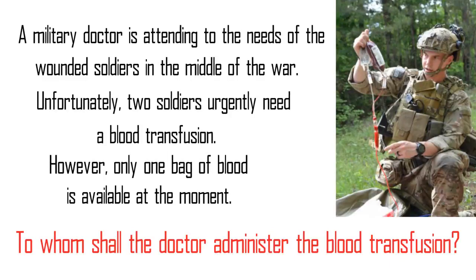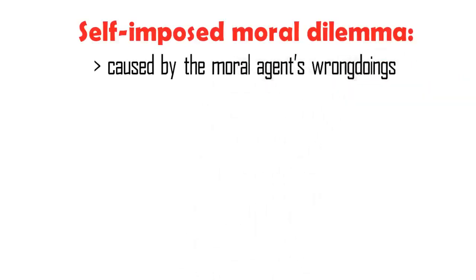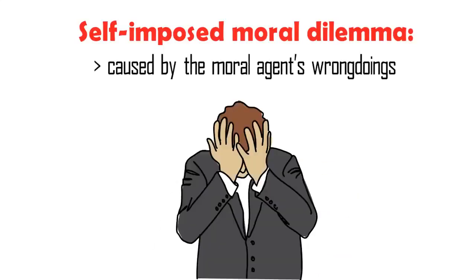Now, let's proceed to the second category of moral dilemmas, that is, self-imposed moral dilemmas and world-imposed moral dilemmas. A self-imposed moral dilemma is caused by the moral agent's wrongdoings. For example, David is running for the position of town mayor.